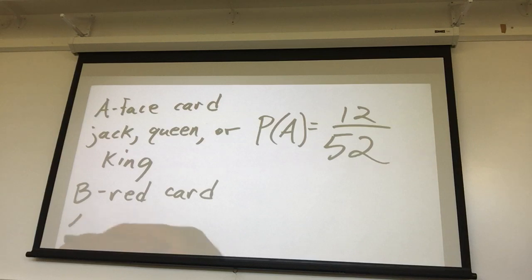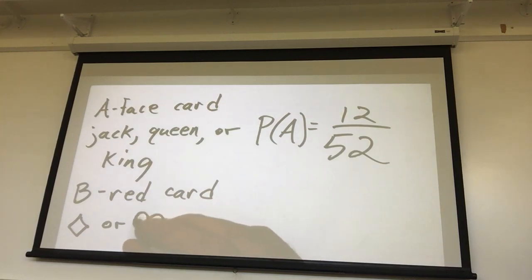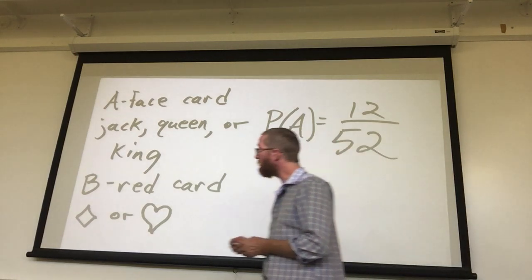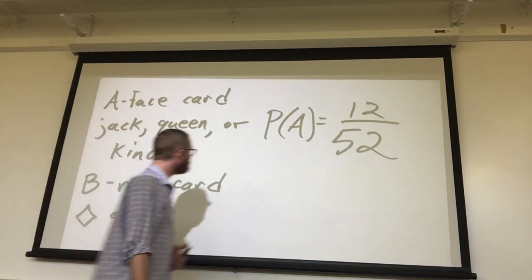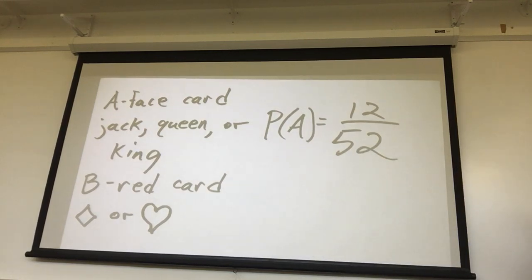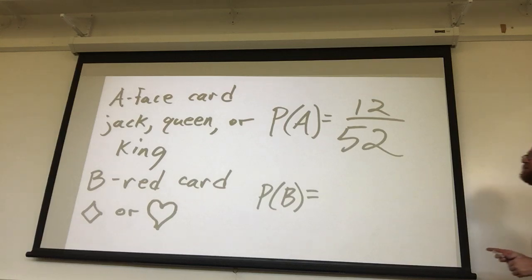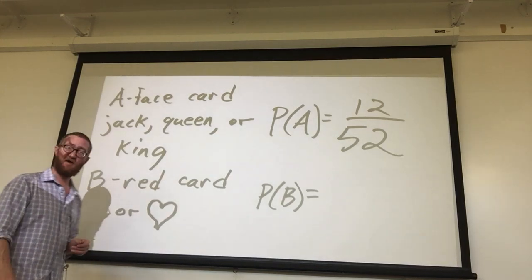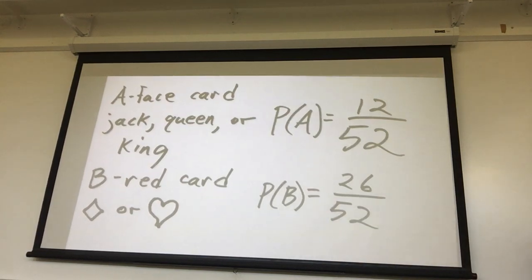Okay, so what does that mean? You have to be a diamond or a heart. I'm picking one card out of the deck. What is the probability of being a face card or a red card? So the probability of choosing a red card, what do y'all think the probability of choosing a red card is out of a deck of 52 cards? Okay, somebody said 1/2. Well, yeah, half the cards are red cards, so there's got to be 26 of them.